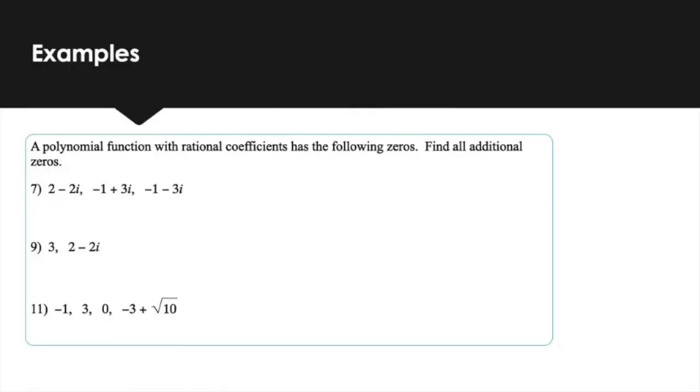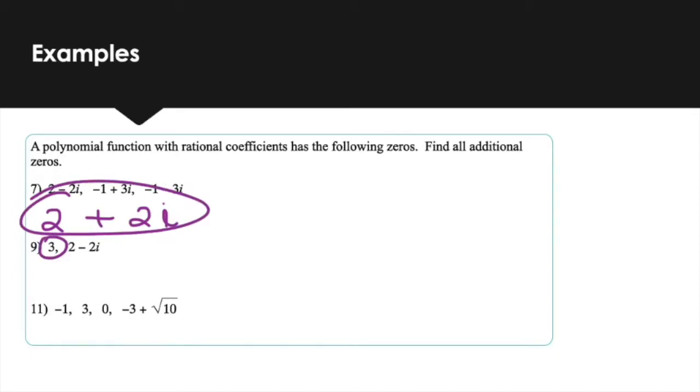Let's now do some more examples. Number 7, 9, and 11. A polynomial function with rational coefficients has the following zeros. Find all additional zeros. If you remember, imaginaries come as partners, as conjugate pairs. We talked about that earlier. So it looks like these ones actually have their partners there, but this one does not have a partner. And so we need to find it. We said that the 2 and the 2i stay the same, but instead of a negative, we'll have a positive. That's the only one we have left.